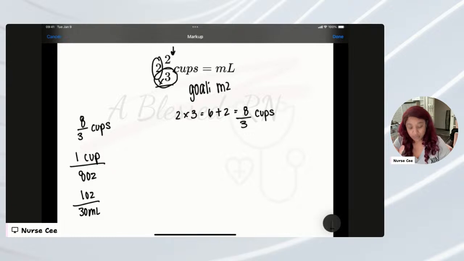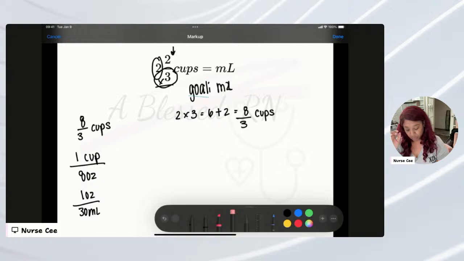So what we're looking for is milliliters. I don't know why that L looks a little funky. I don't like that.